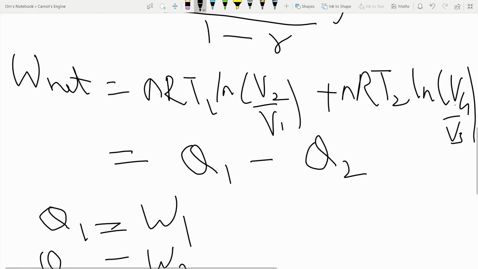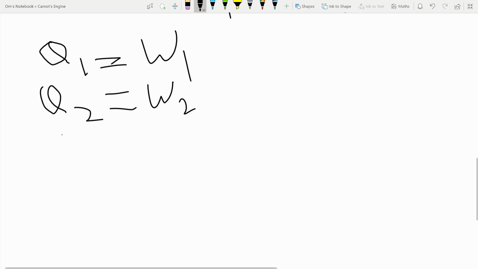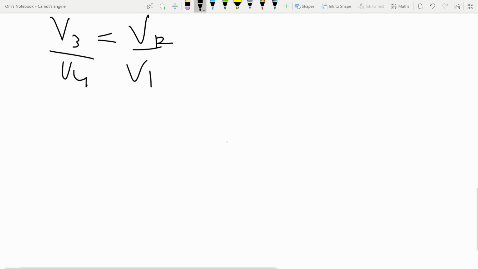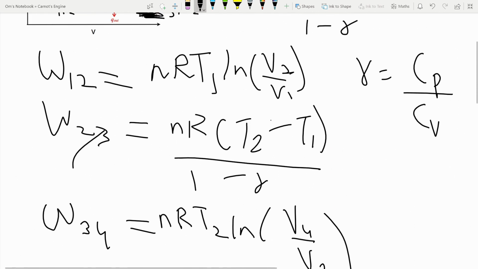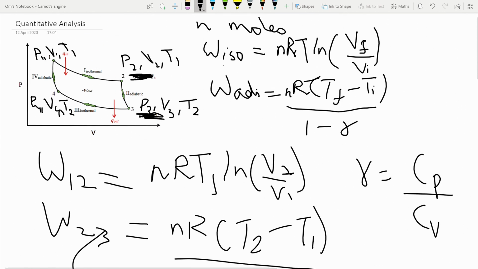So let's begin with that. Now, for the next relation which I wrote earlier, we have V3 by V4 is equal to V2 by V1. Yeah. So the way we might think of tackling this is using the equation of state that we had earlier. So what I'm going to do is apply the equation of state for each of these processes.